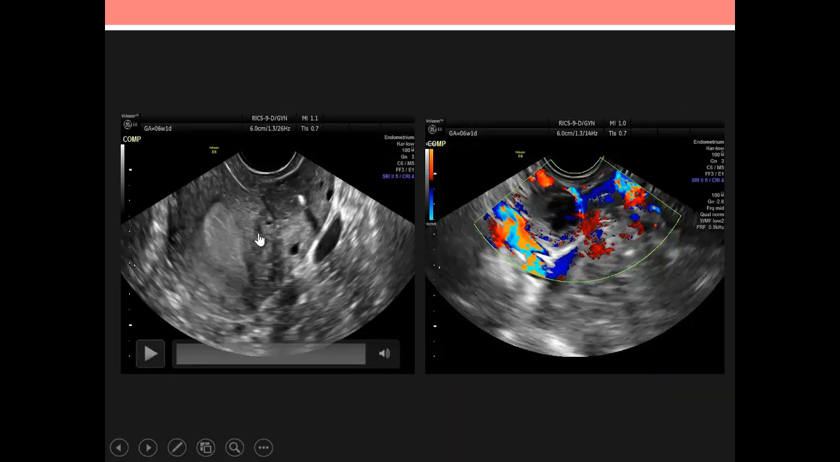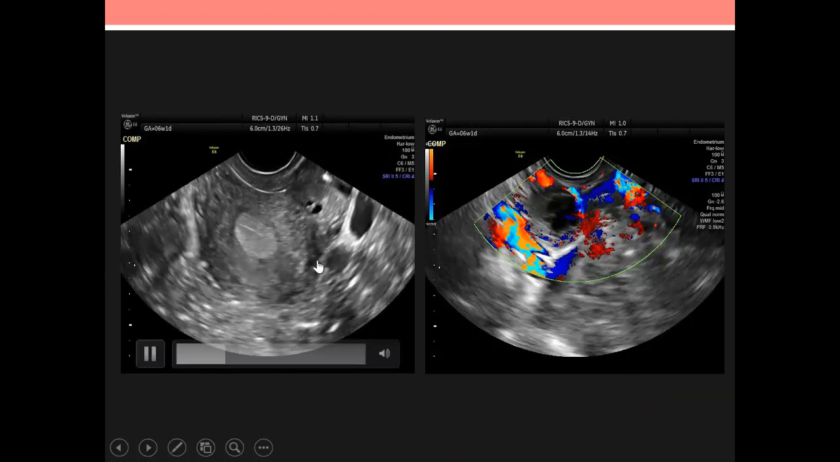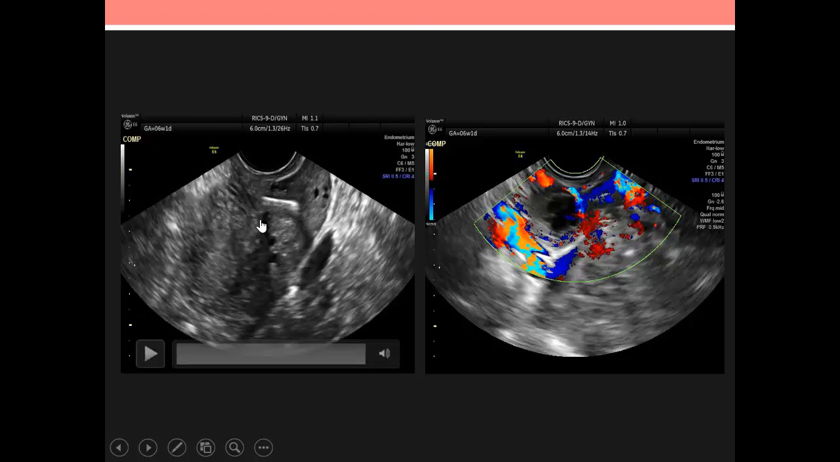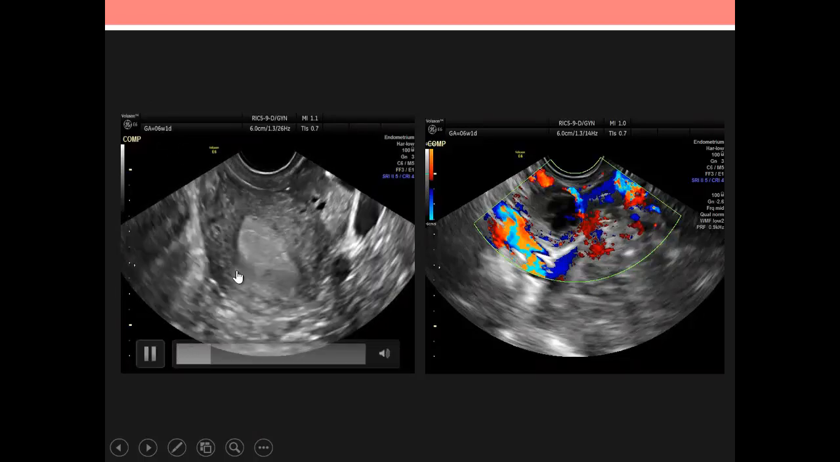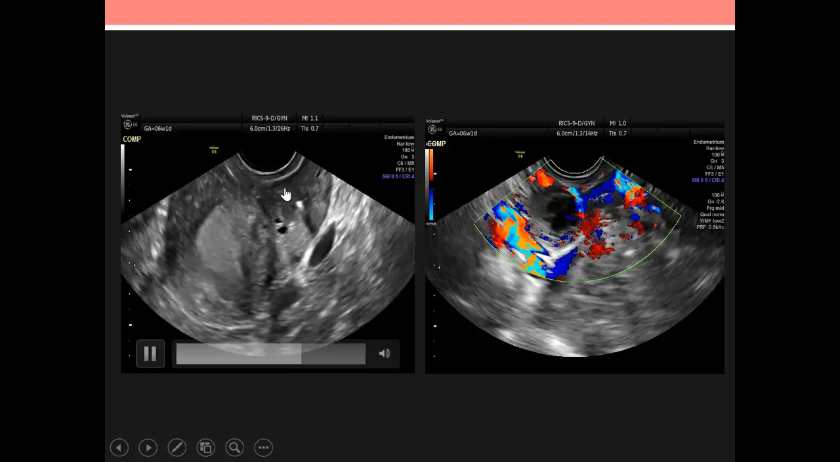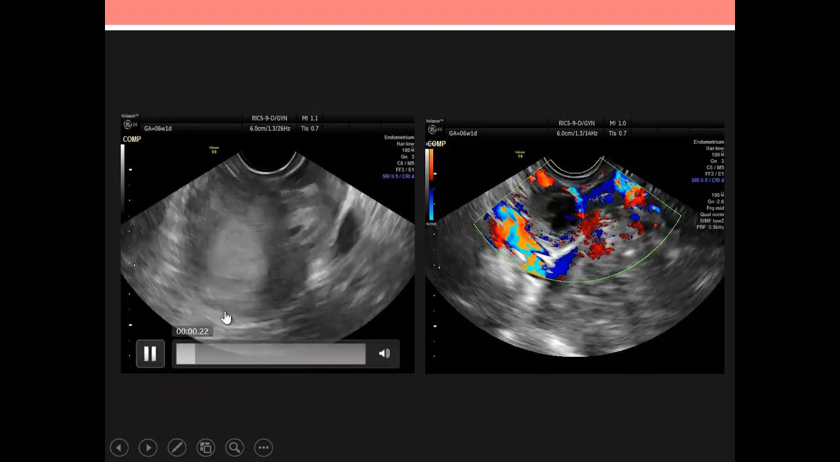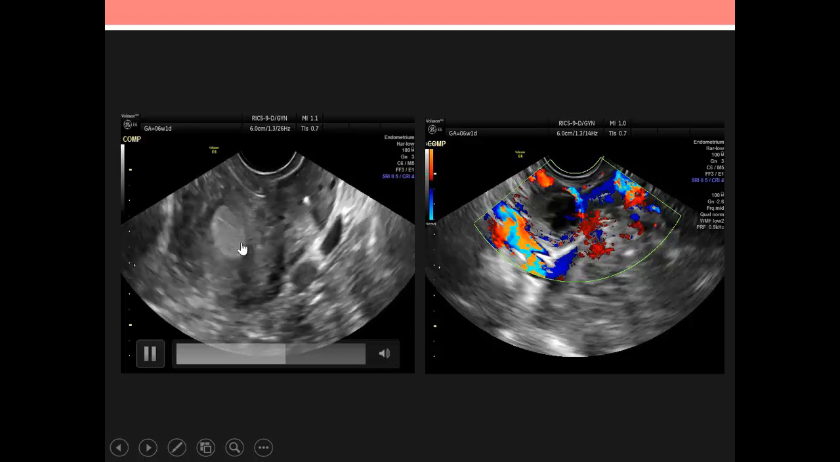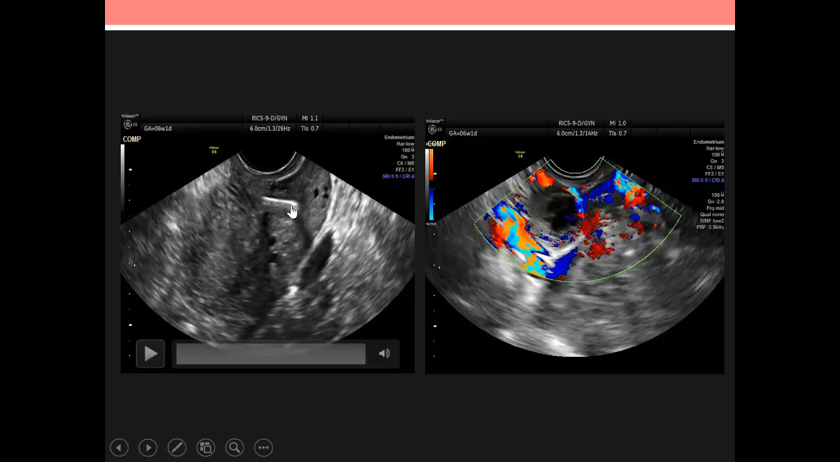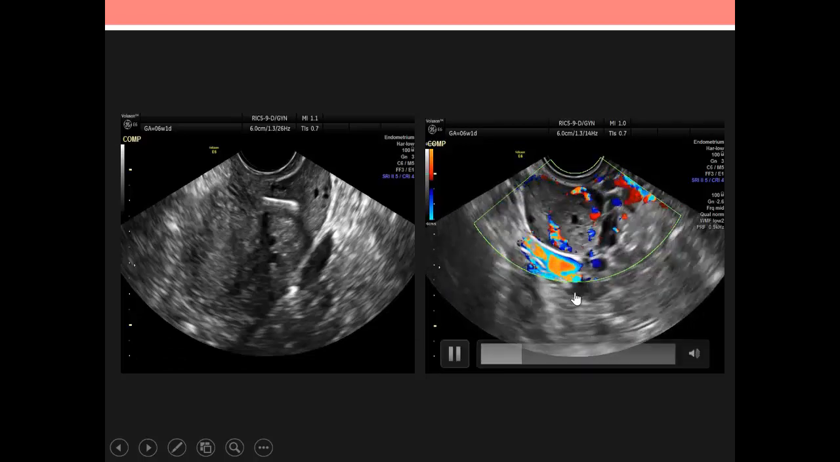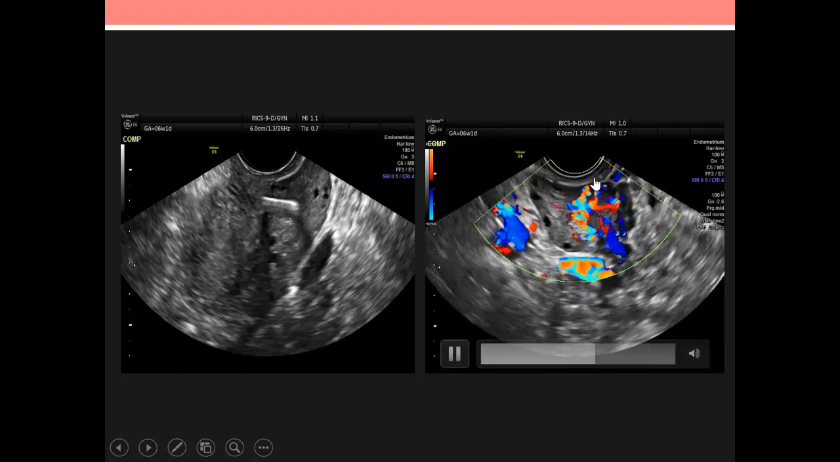This is another case with a missed IUD. She's 6 weeks with a missed period, and here the loop is seen traversing the ovary. Empty uterus, thick endometrium, and the loop is seen traversing the ovary, but unfortunately she has an ectopic pregnancy on the other side.